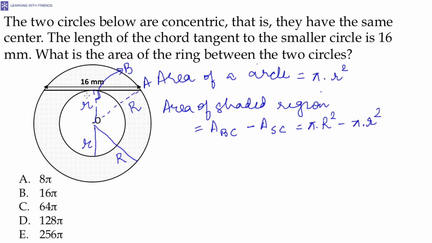Also, for the outer circle, a perpendicular drawn from the center would bisect the tangent, which is here the chord, which means that the distance AB will be half of the length of the chord, which is 16, so that will be 8. Remember that ultimately we don't need individual values of capital R and small r, we just need to find this particular value, and I think with this information we can do that.